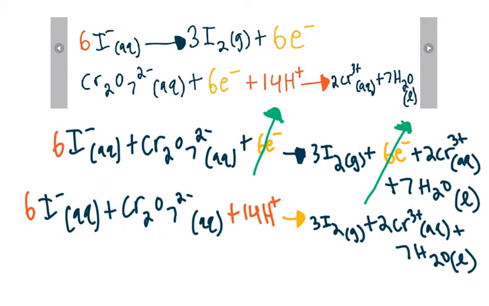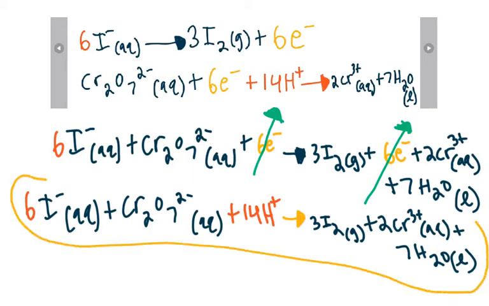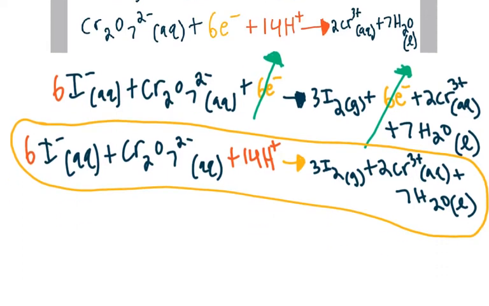2 Cr atoms here, 2 Cr atoms here, done, right? 7 oxygen atoms here, 7 oxygen atoms here, we're done. 14 hydrogen atoms here, 14 hydrogen atoms here, we're good. All right, so that's it. So this right here, we finally finished balancing our redox reaction in acid, right?